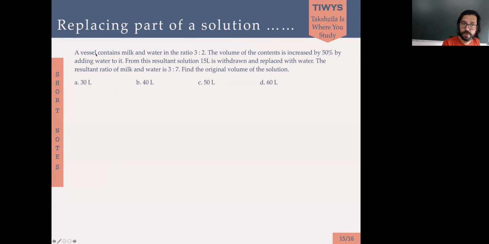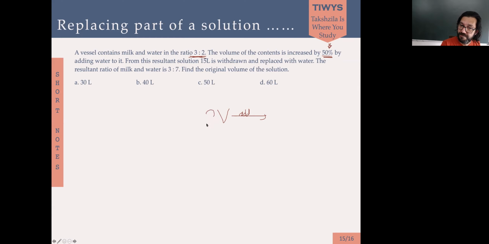If you look at the anatomy of the question, a vessel contains milk and water in 3:2. So I know the start. The volume of the contents is increased by 50%. Oh, but here a percentage has come, so I don't know what it is. But do I know I have added? And remember, it's directly increased. Increase means added.